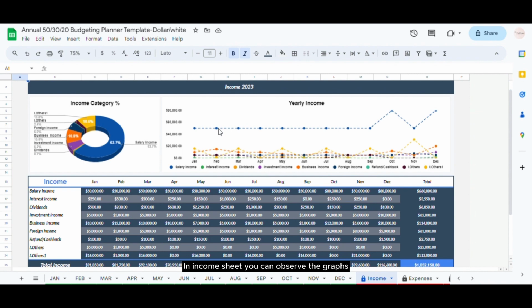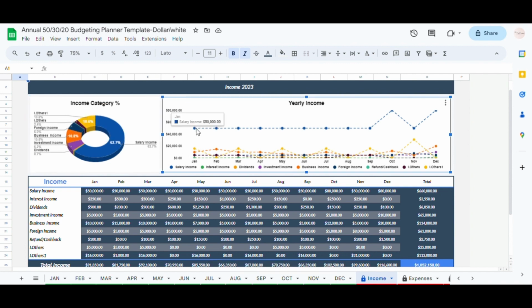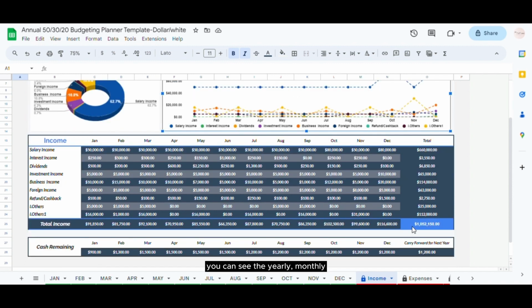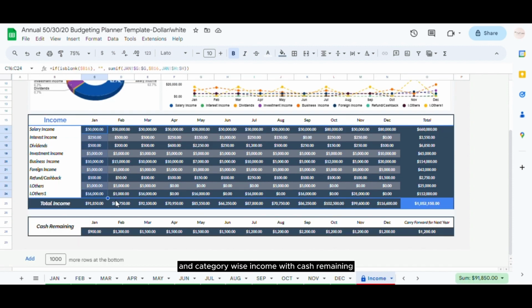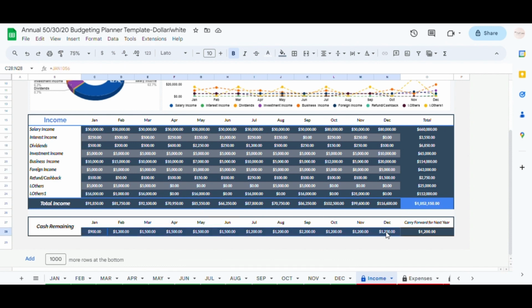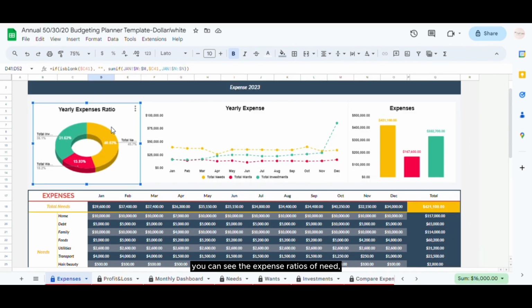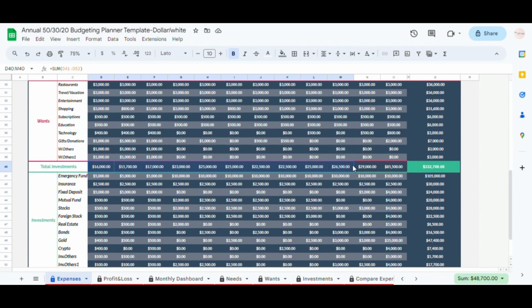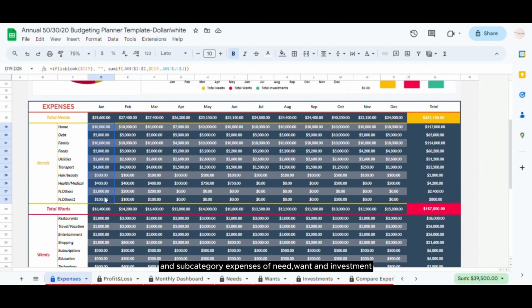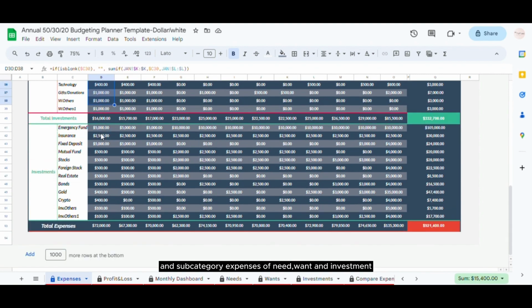In income sheet, you can observe the graphs. You can select any one of the graphs and hover around the patterns to see the values. In the sheet, you can see the yearly, monthly, and category-wise income with cash remaining at the end of the month. In expense sheet, you can see the expense ratios of need, want, and investment. You can also see the yearly expense, monthly expense, and subcategory expense of need, want, and investment.